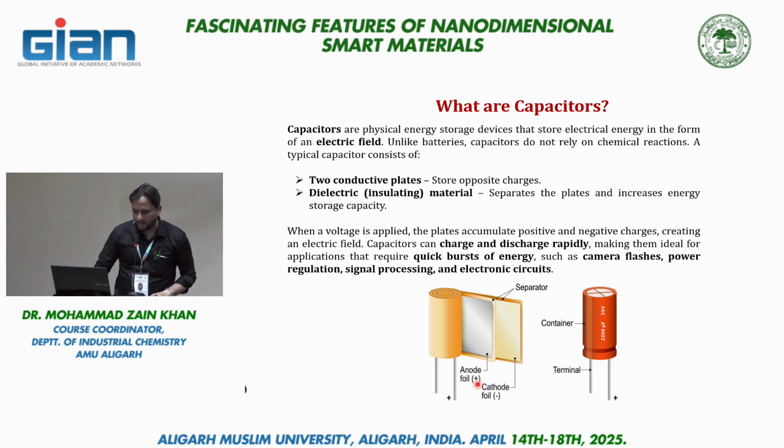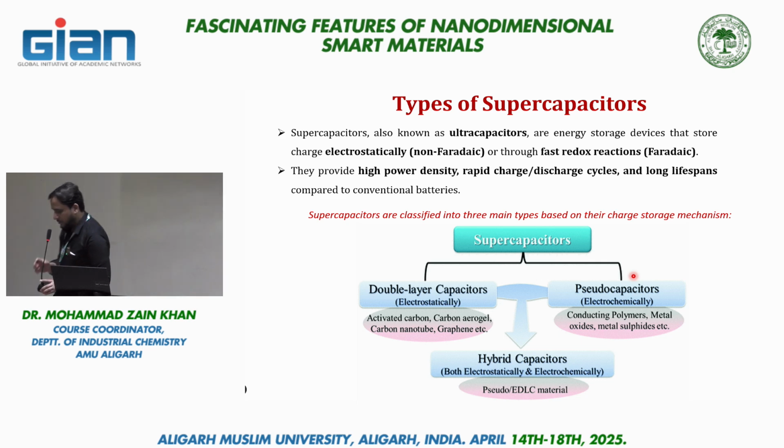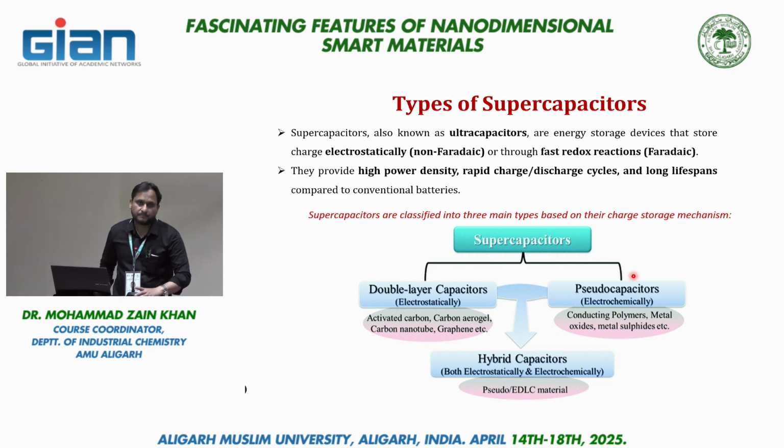They have connected two terminals to it. They wrapped it, and now the terminals are outside this whole assembly, and this is nothing but your capacitor. You can make it very easily. As I said, it provides a quick burst of energy, a surge of charge. So it is used in camera flashes, power regulation, signal processing, electronic circuits, and your electric start in your bikes. Now, supercapacitors are also of two types.